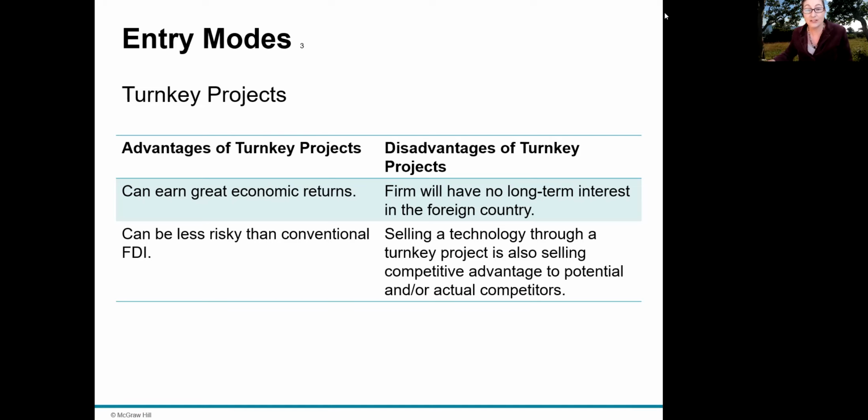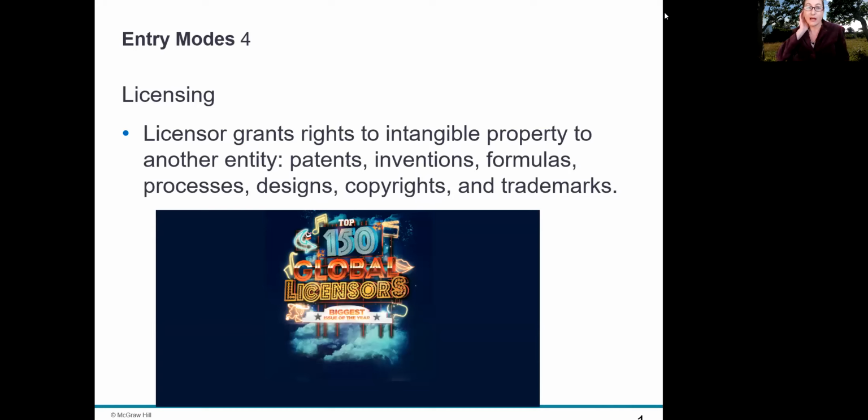Now, the disadvantage of turnkey projects is that the firm will have no long-term interest in the foreign country. So you're selling a technology, and through a turnkey project you're also selling competitive advantage to potential or actual competitors. Another option here is licensing. Licensing grants the rights to intangible intellectual property to another entity. And licensing includes the use of patents, the licensing of inventions or formulas, maybe processes or designs, maybe even copyrights and trademarks.